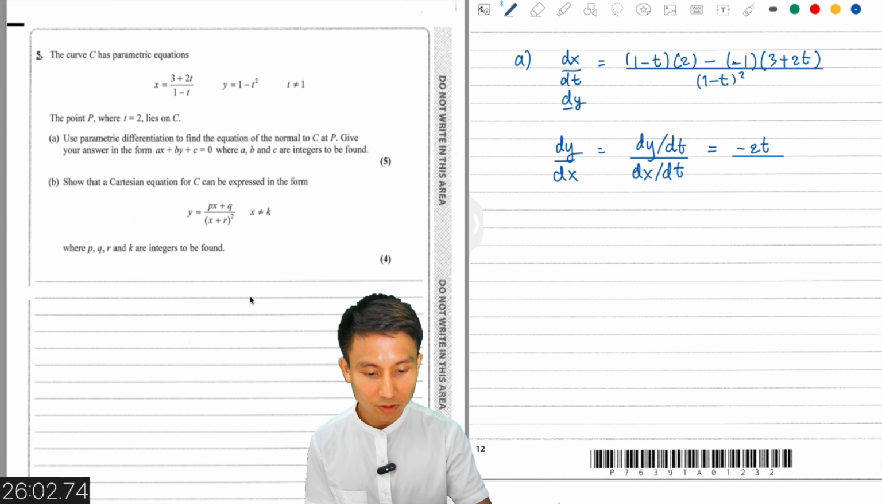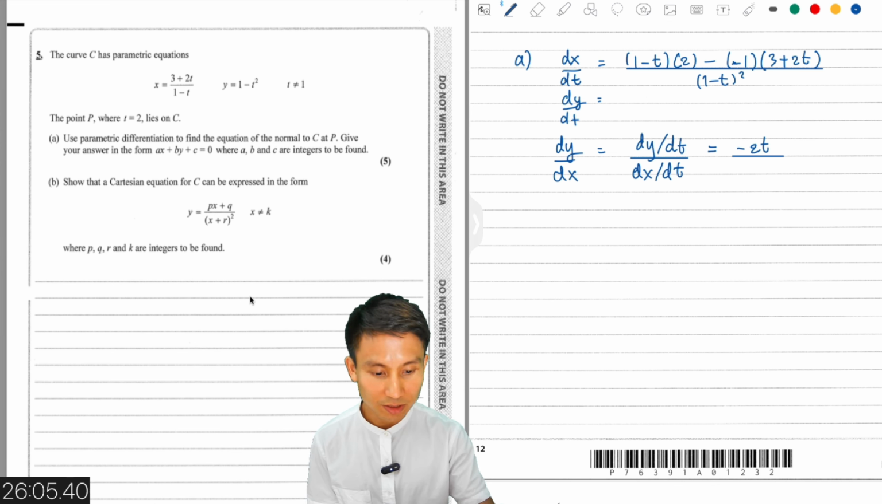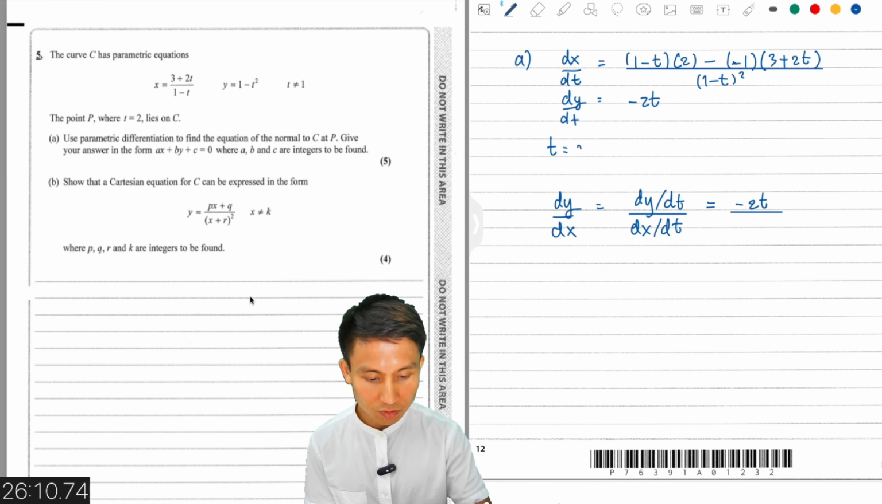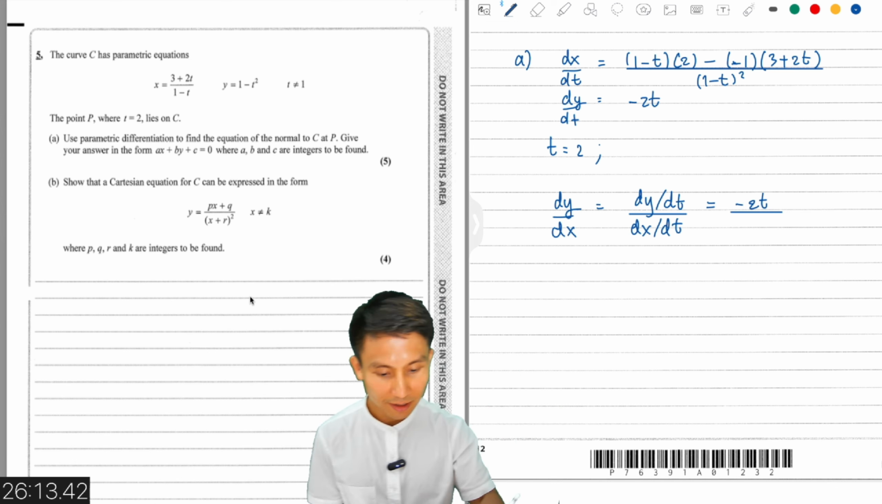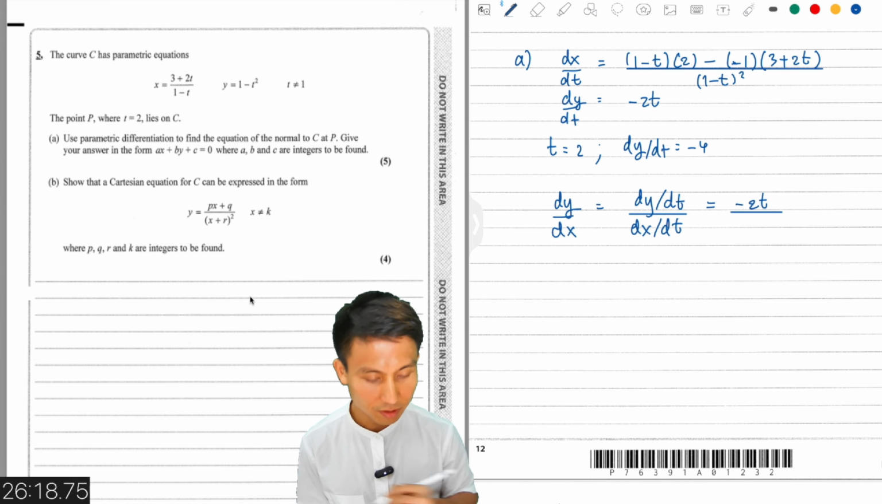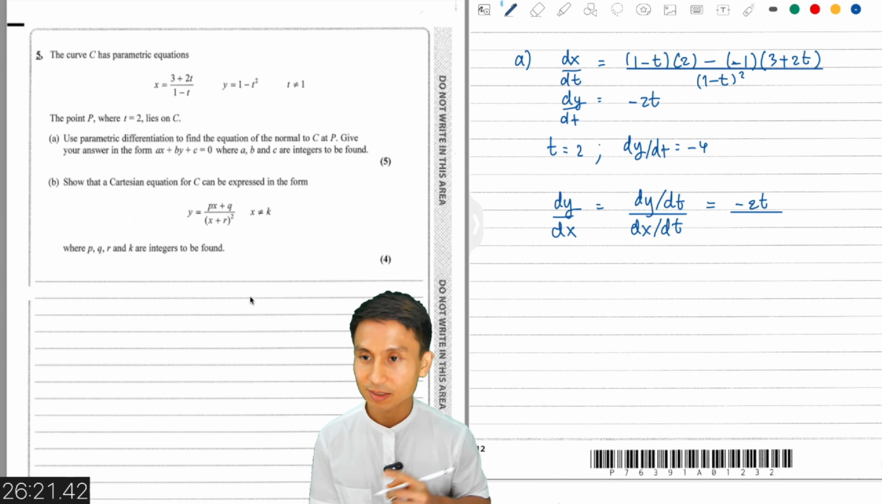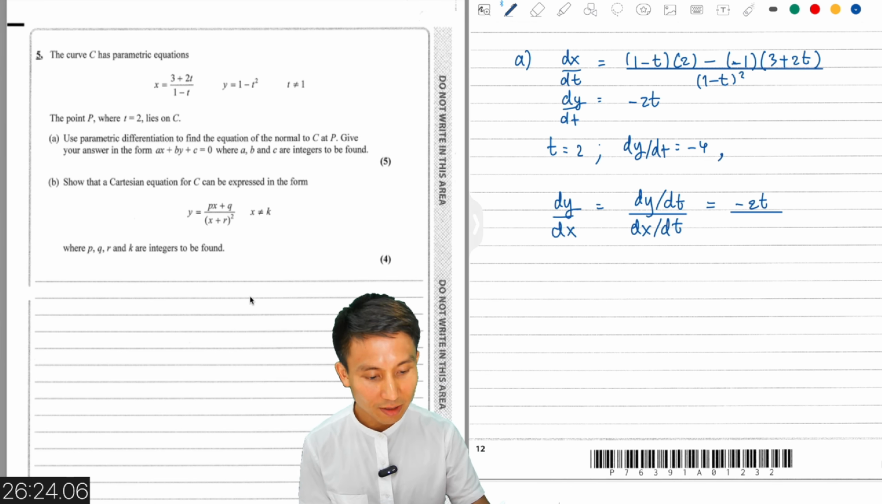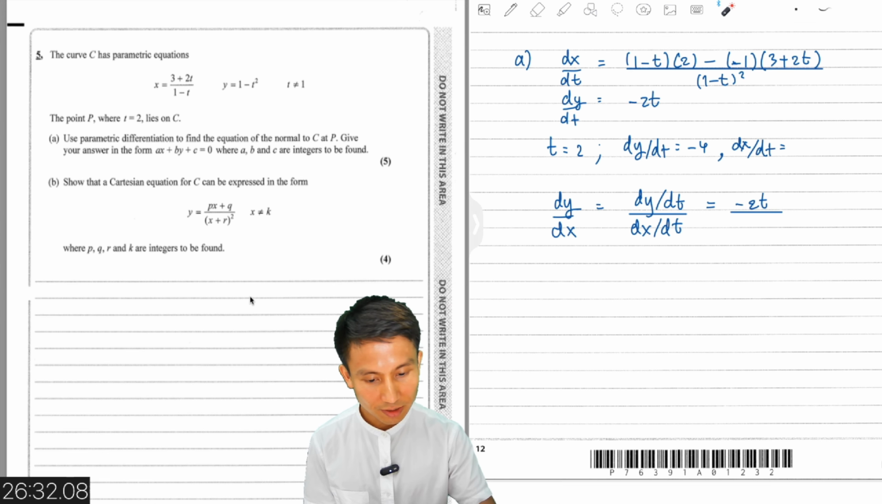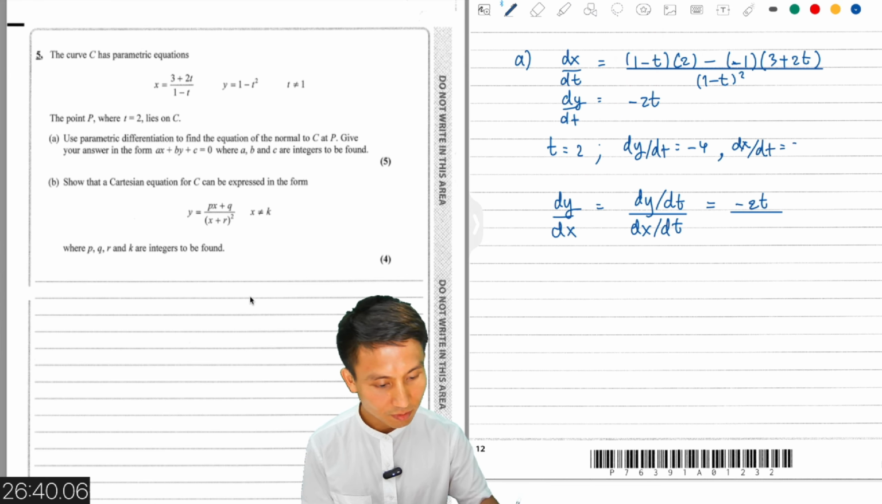So let's also do dy by dt here as well. I'm just going to have minus 2t. All right? And then when t equals 2, I'm just going to sub in separately here, guys. When t equals 2, dy by dt is minus 4, right? That's when t equals 2, because it says point P where t equals 2. And then dx by dt will be what? Well, you sub in 2 here, so I get minus 1 here, that's minus 2, minus 2.